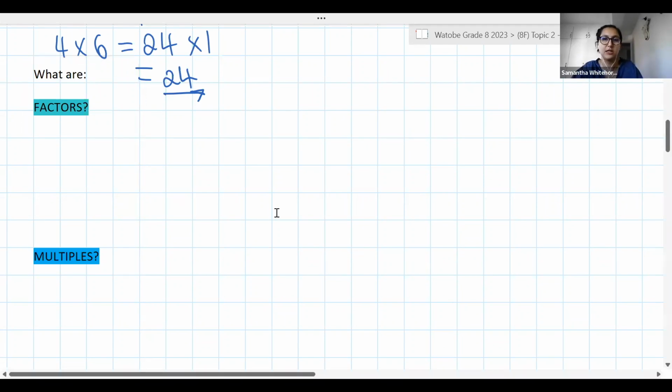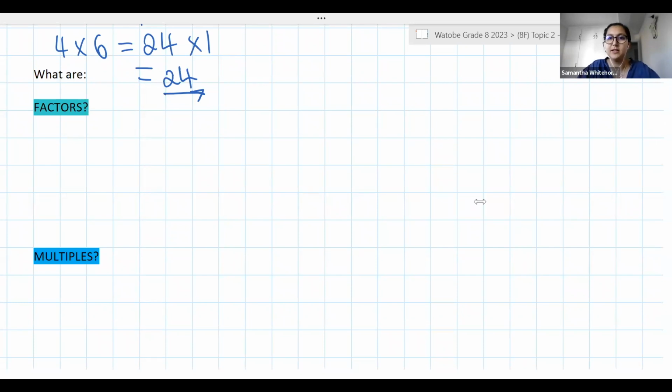I already see Laura's got a hand up. Oh, lovely. Nice, guys. Well done, grade 8s. Okay, Laura, which one would you like to give me a definition for? Ma'am, can I please give you what a multiple is? Sure. Okay, so we're going to start with multiples here.